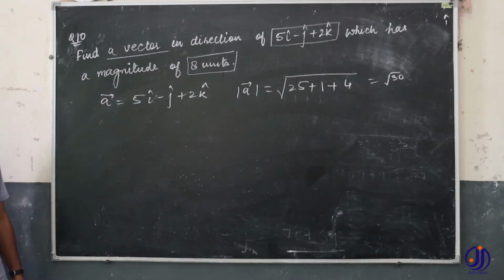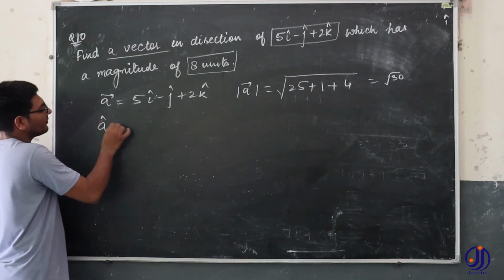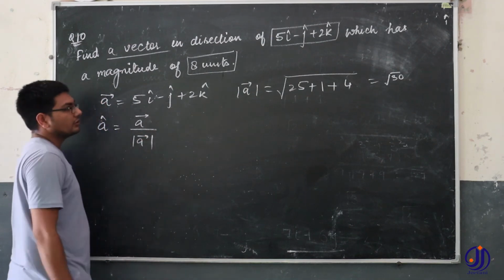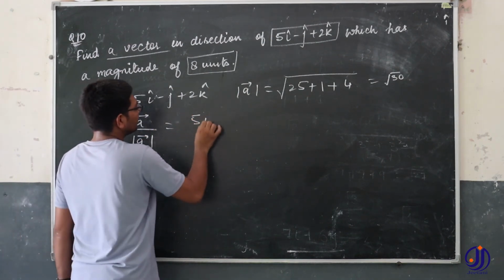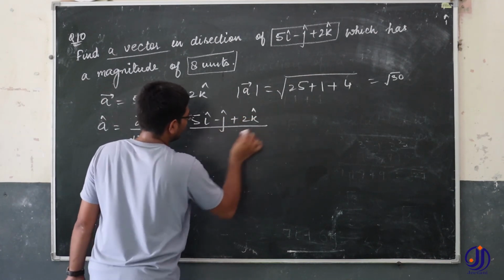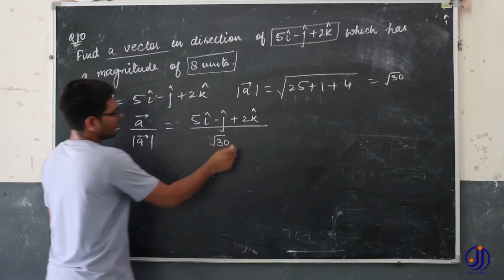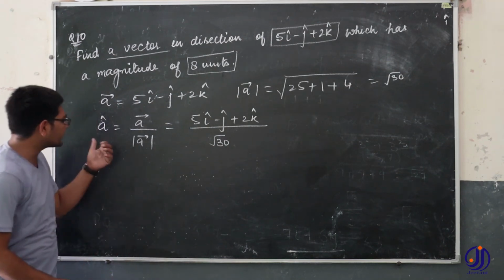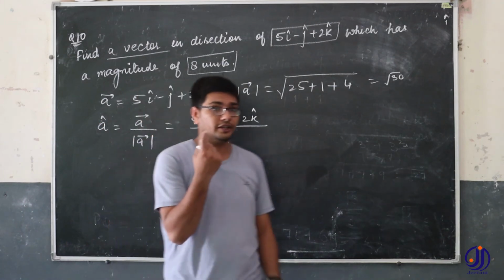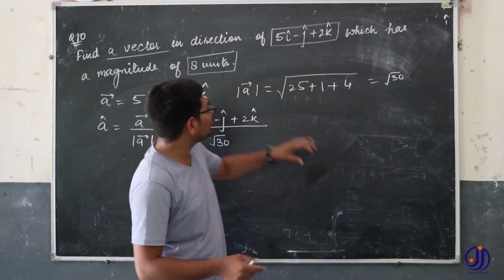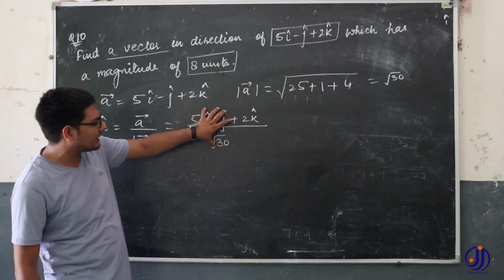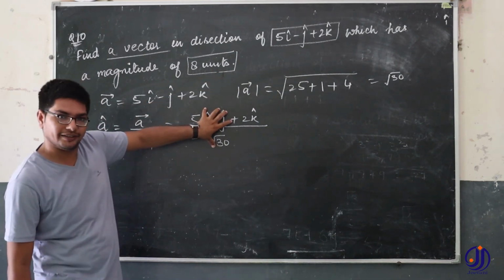So let us calculate unit vector A. It is vector A divided by its magnitude. Vector A is 5i cap minus j cap plus 2k cap divided by root 30. Okay. Now this is the vector having the magnitude of 1 unit, right? But now we need to calculate a vector of magnitude 8 units. So what we will do? We will multiply this vector by 8, right?